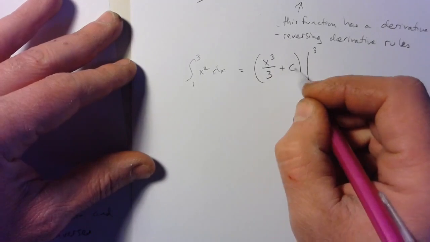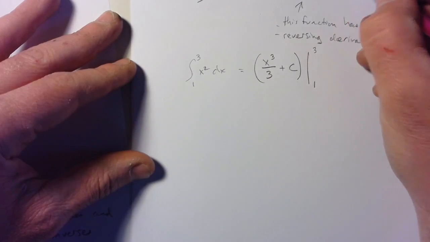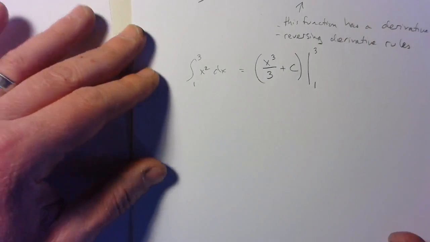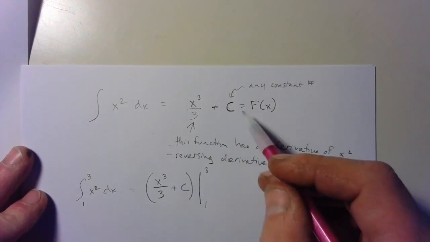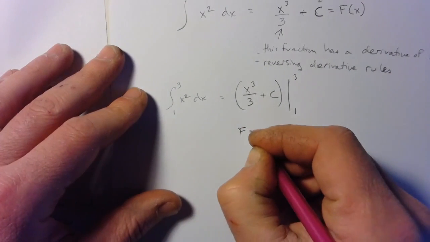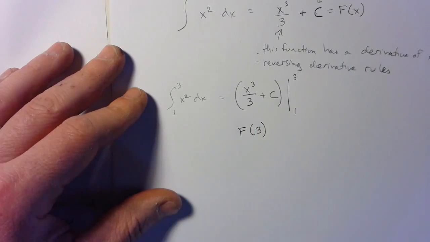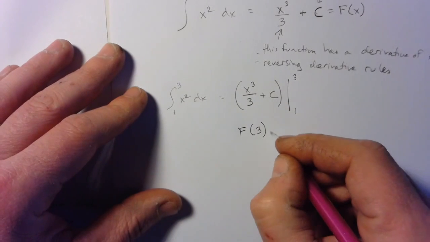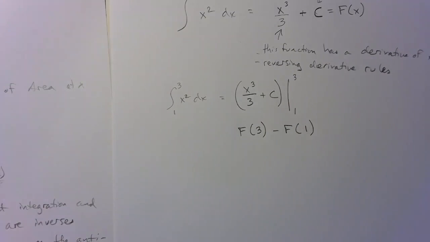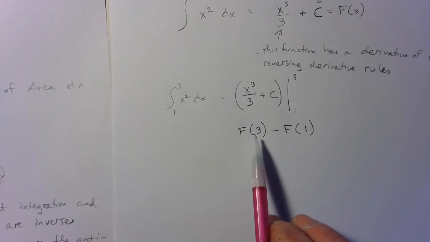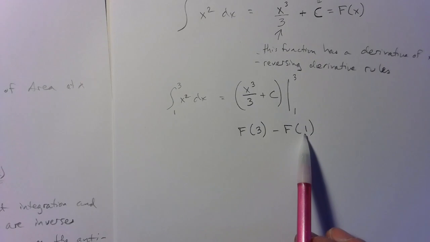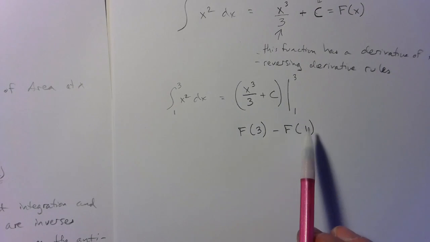Now, this function, that's the antiderivative, that has a name. That's called the big F of x equation, capital F of x. So what we're going to do here is we're going to do F of 3, and then we're going to subtract the value at 1. So what this is doing is finding the area up to 3, and then we're going to take away the area up to 1. That's our process here.